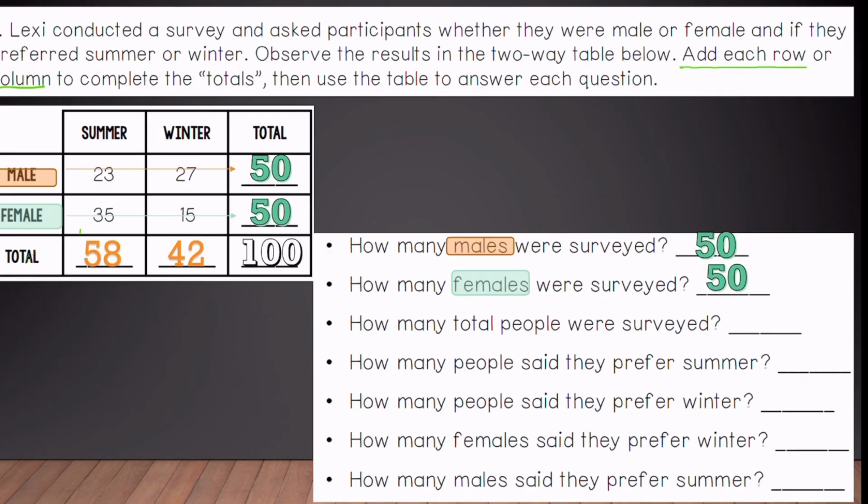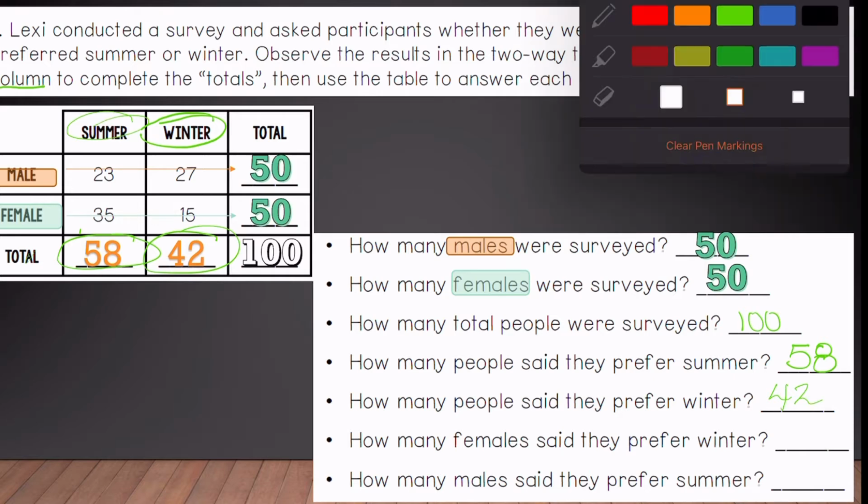So let's go through. We already talked about how many total people were surveyed. There were 100 total. How many people said they prefer summer? So summer, the total number of people was 58. How many people said that they'd prefer winter? Well, that's down here, and that's 42.